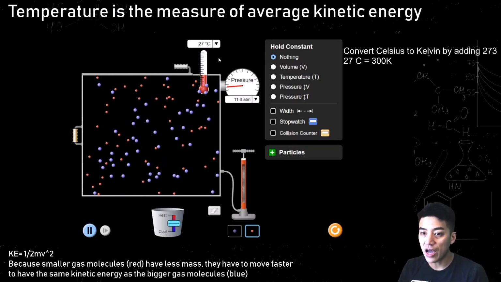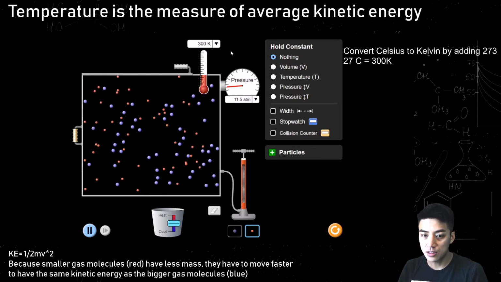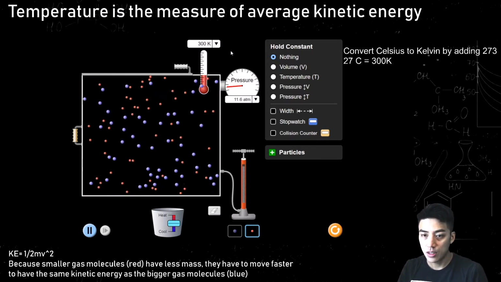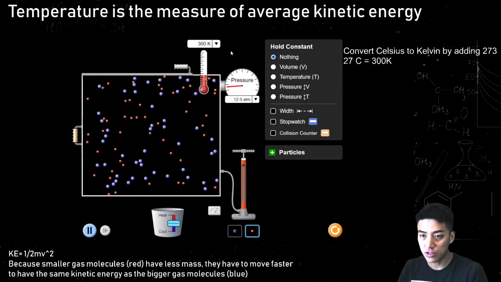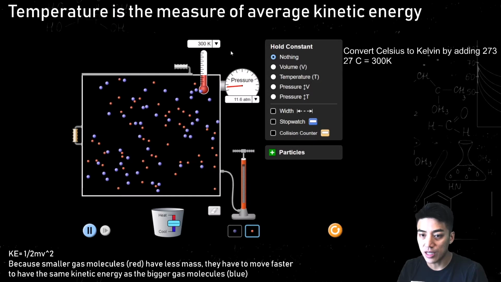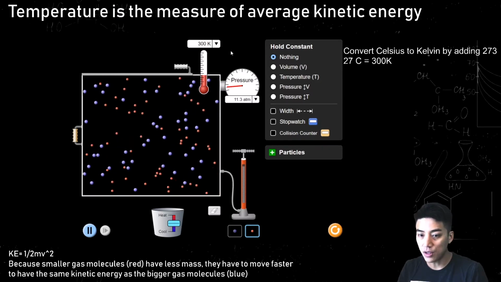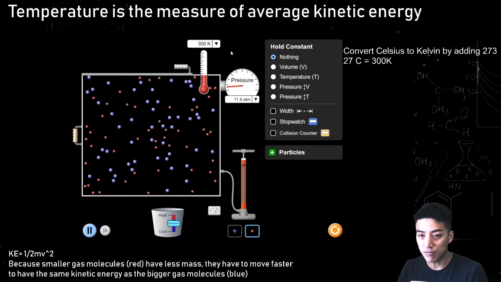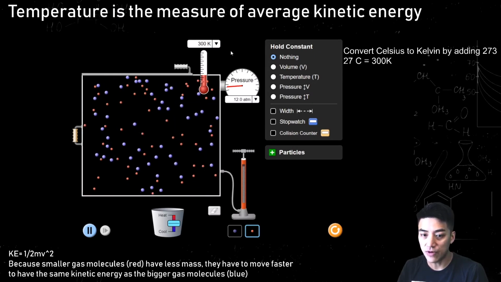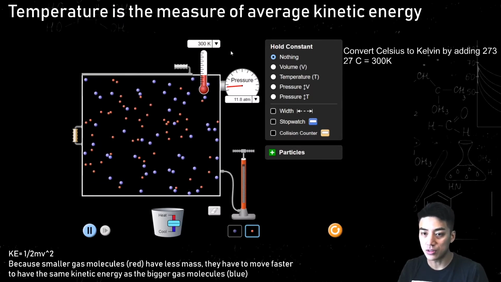Temperature is the measure of average kinetic energy, and the equation is 1/2 mass times velocity squared. And you can see this for yourself. The average temperature right now is 300 Kelvin, but it's a mixture of the blue and the red gas molecules, and they're all different sizes. So because the smaller gas molecules, the red ones, have less mass, they have to move faster so that they can have the same kinetic energy as the bigger gas molecules.